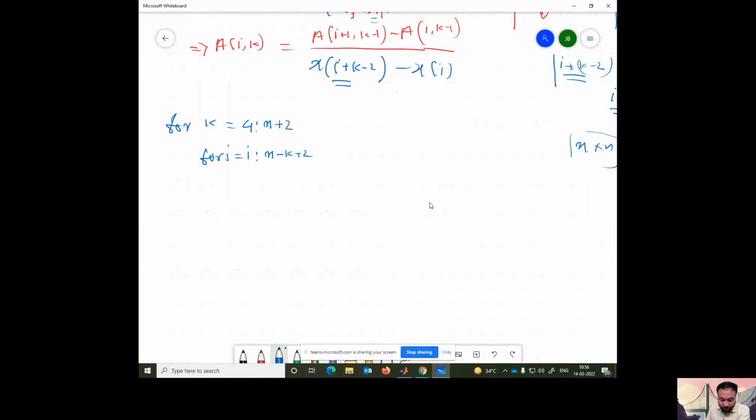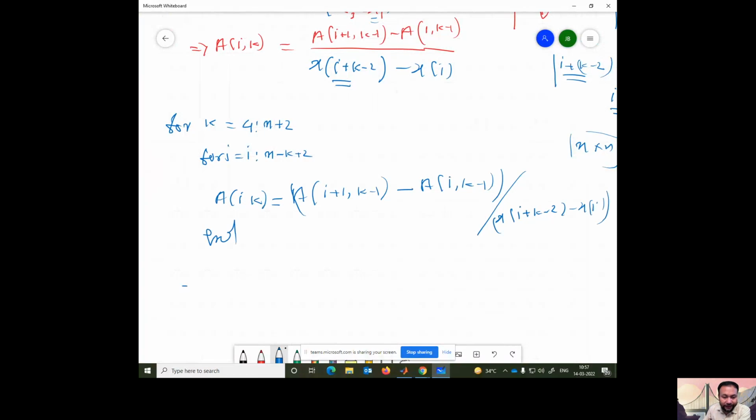What is the formula? Our formula is now a(i,k) is equal to a(i+1,k-1) minus a(i,k-1), divided by the whole bracket x_(i+k-2) minus x_i. So this is the end of the for loops. I want to display here.